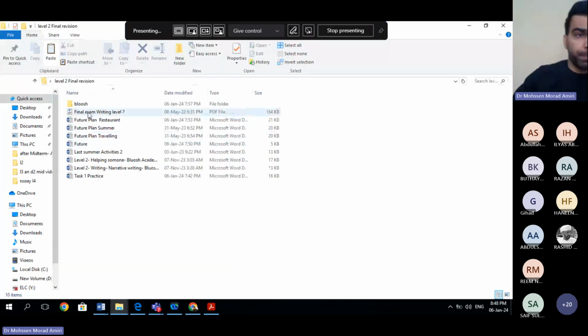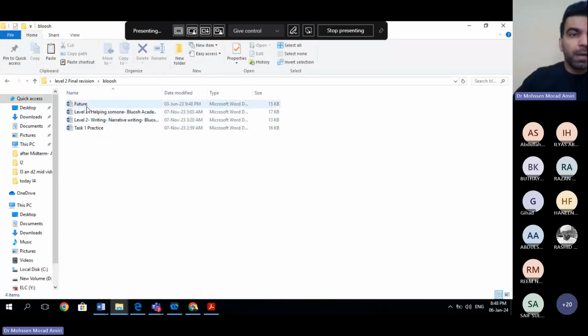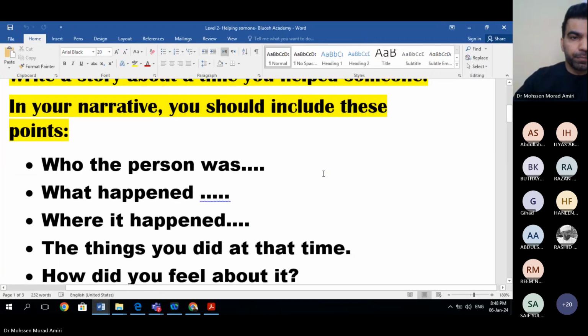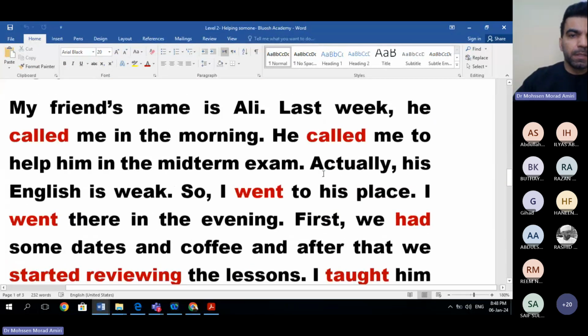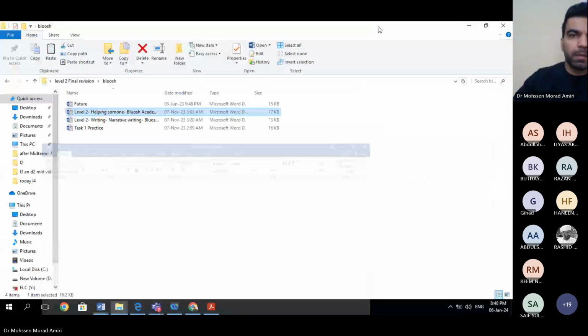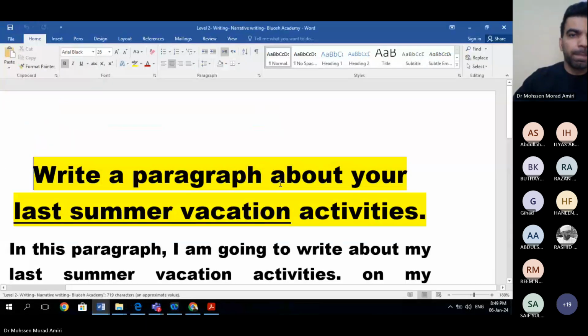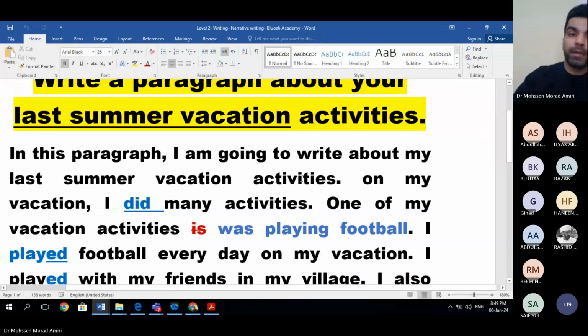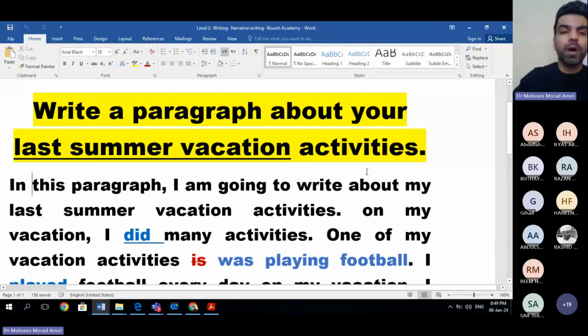Okay, now, so this is the one that I explained. All right, let me see. About the other one, again, there is another one. Write a paragraph about your last summer vacation. Maybe some students don't know the topic sentence, so if you don't know the topic sentence, you can start it like this in this paragraph. Okay, it's up to you.